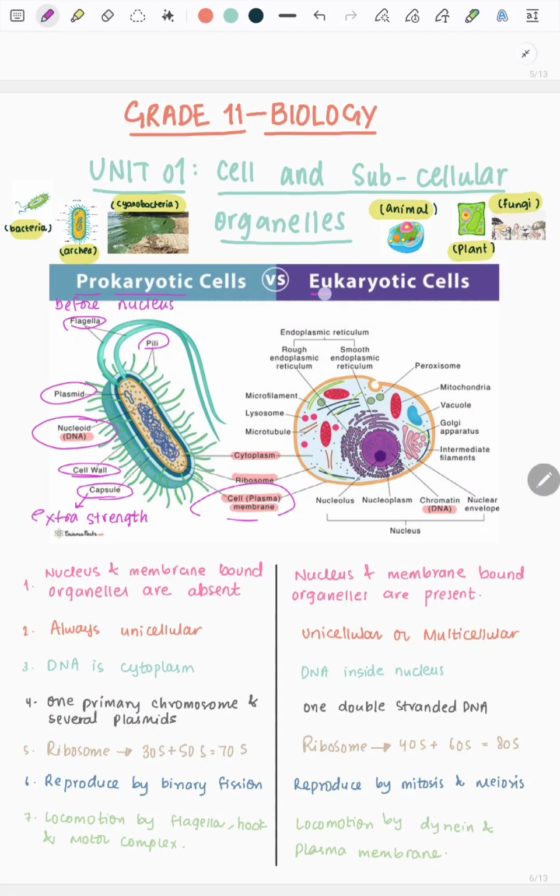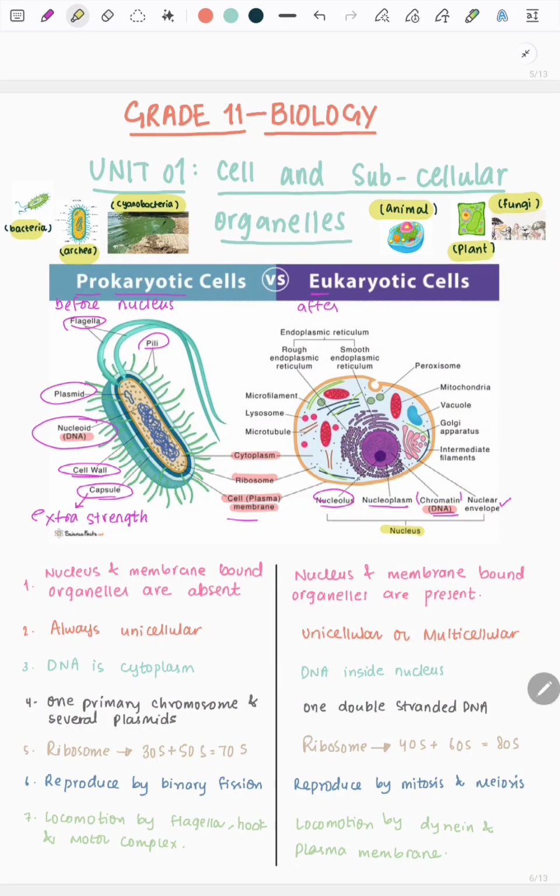Eukaryotic cells. Eu means after. So the eukaryotic cells evolved after the formation of the nucleus. The eukaryotic nucleus consists of a nucleolus, that is the central dark stained part. It has a jelly-like substance called nucleoplasm that contains the DNA. DNA is present in the form of chromatin. The nucleus is covered by a nuclear envelope just like a cell is covered by a cell membrane.